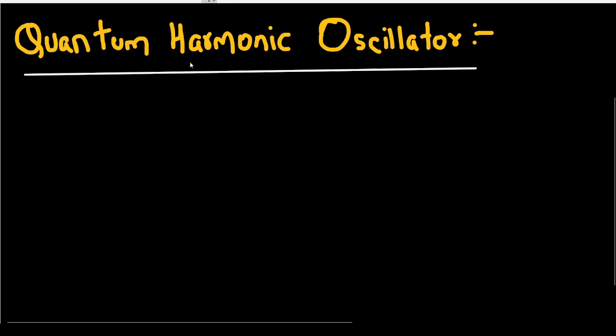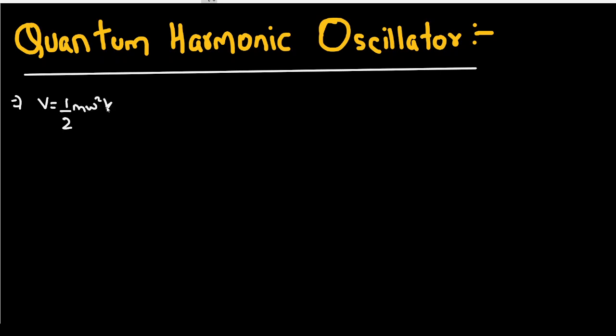In the quantum harmonic oscillator, we also have a potential. The potential with which we have to solve the Schrodinger wave equation is V equals one half m omega squared x squared. This is the potential of our particle which is moving in a quantum harmonic oscillator, and this is the potential for which we have to solve the Schrodinger wave equation.